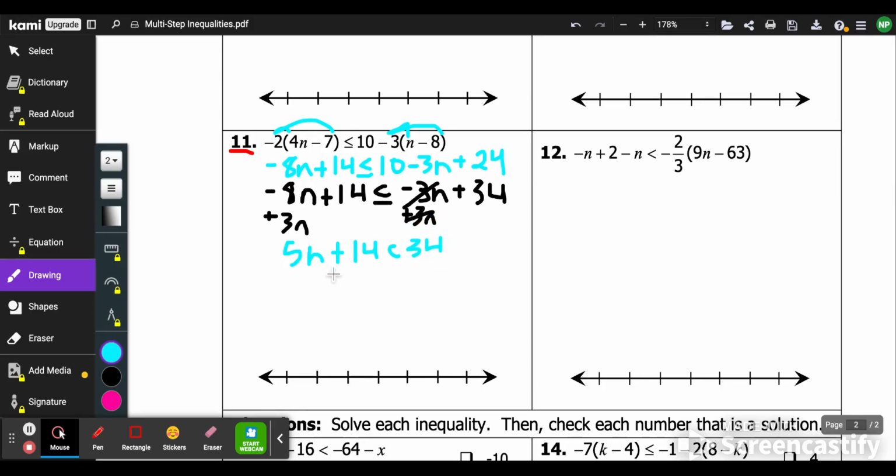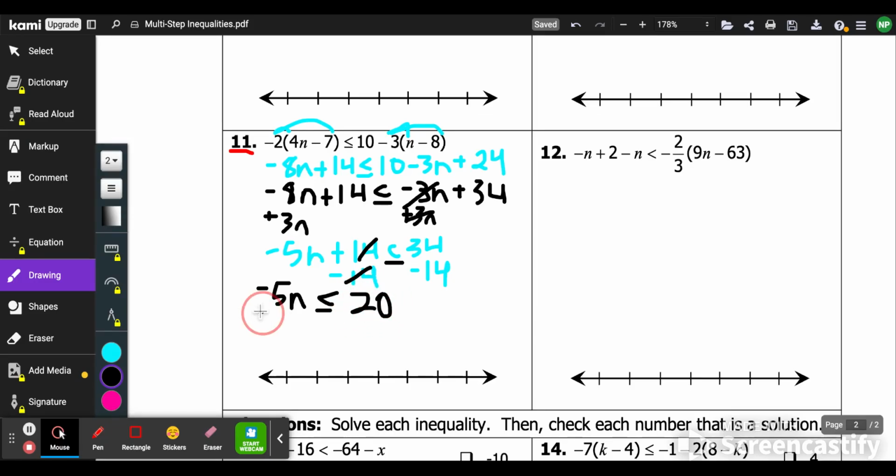Okay, now I'm going to get my constant over. So I'm going to subtract 14. So we have 5n. Oh, I almost forgot my negative. Whew, that would have been a big mess up. Okay, so -8n plus 3n. This should have been a negative. All right, so these cancel. So -5n is less than or equal to, man, I almost messed up there too. 34 minus 14 is 20.